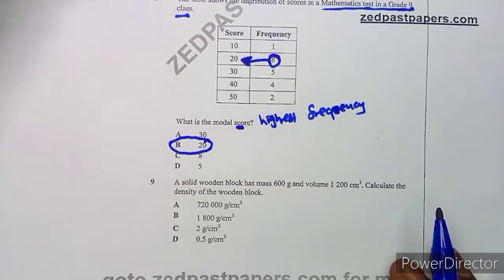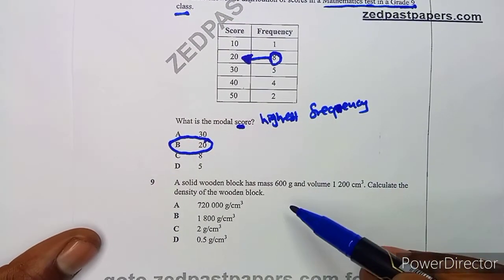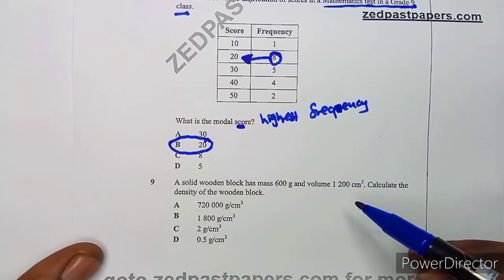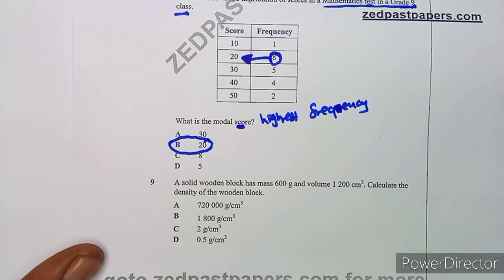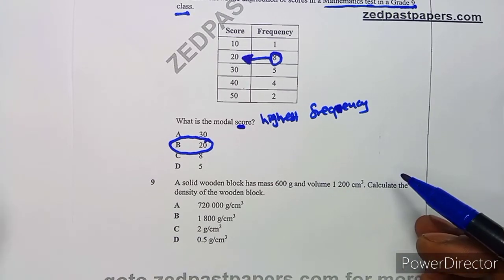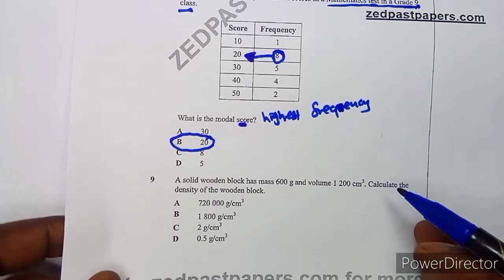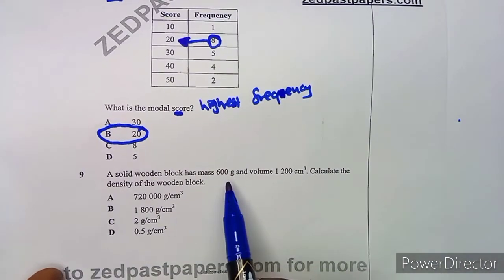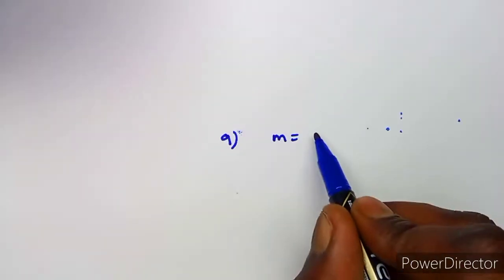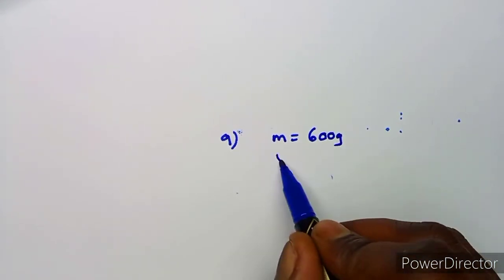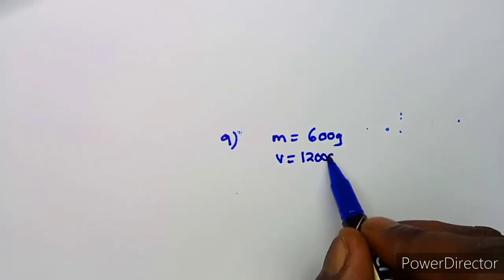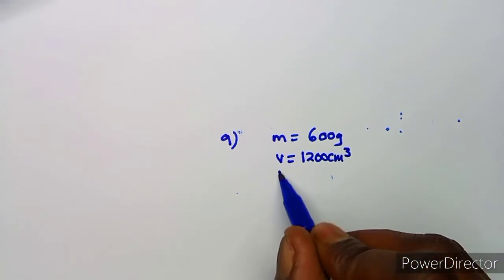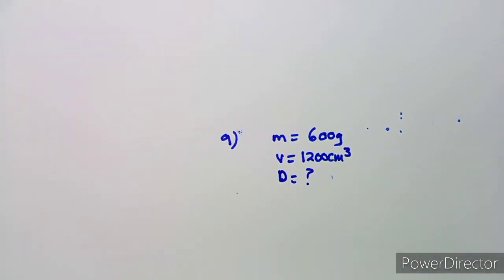On number 9, we are given a solid wooden block that has got a mass of 600 grams and a volume of 1,200 cubic centimeters. Calculate the density of the wooden block. This is how you typically answer your questions. You just list down your information. We are given the mass of the block, which is 600 grams, and the volume of 1,200 cubic centimeters, and you want to calculate the density. All right, so simply using formulas, we can have our density.